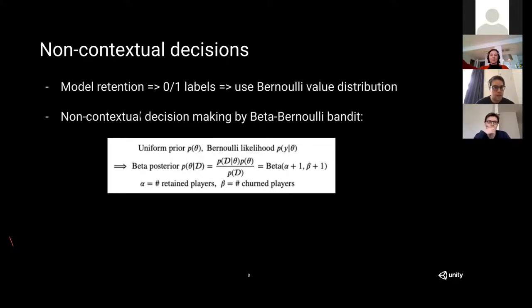So basically, this solution is summarized in this box, the beta Bernoulli bandit. This is of course very standard. We have the Bernoulli likelihood, and we combine it with, let's say, a uniform prior. Then we can analytically deduce that the posterior in this situation is just a beta distribution with parameters alpha and beta, where alpha is the number of retained players and beta is the number of churned players.